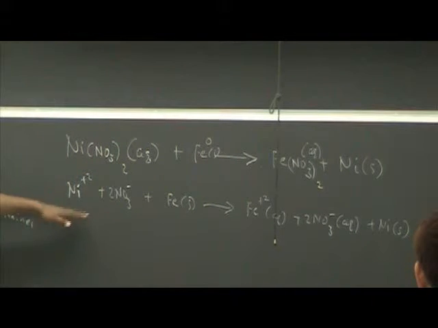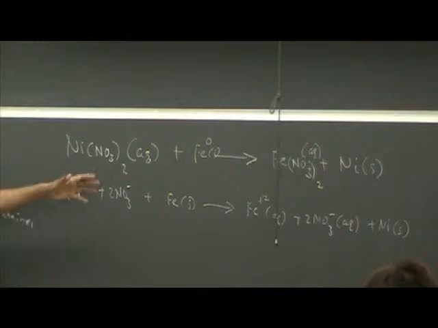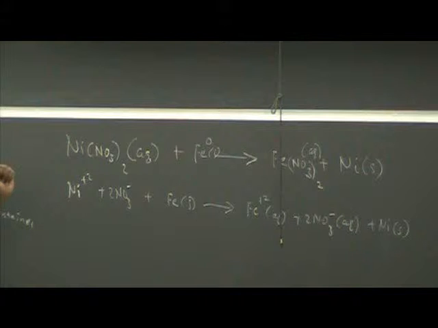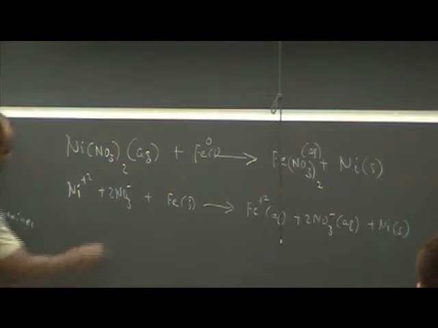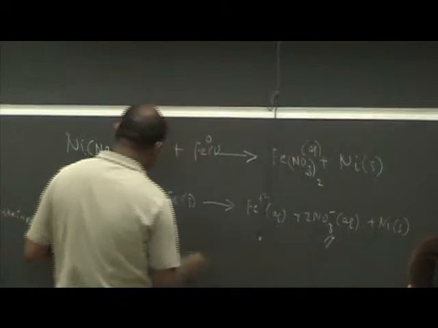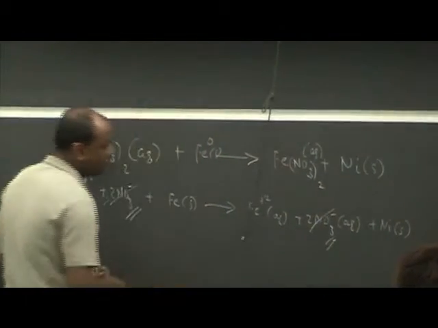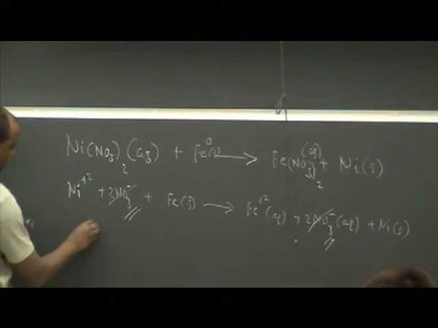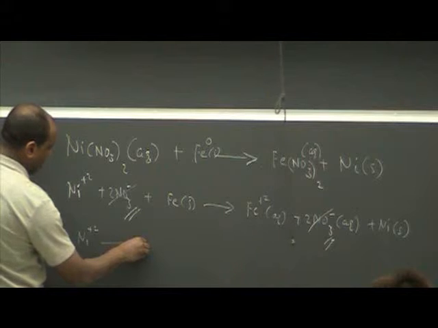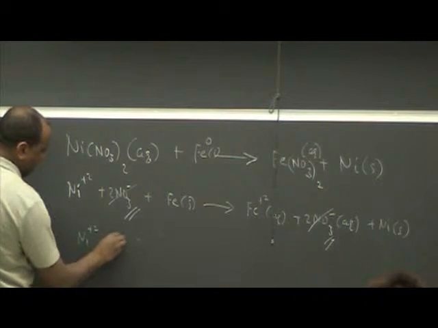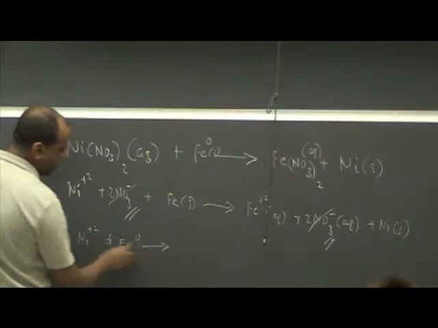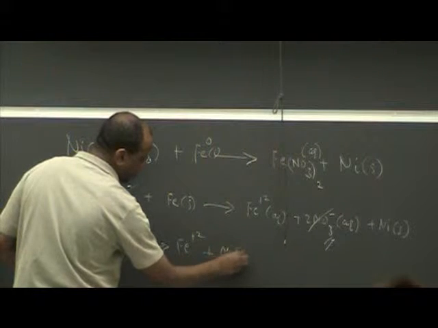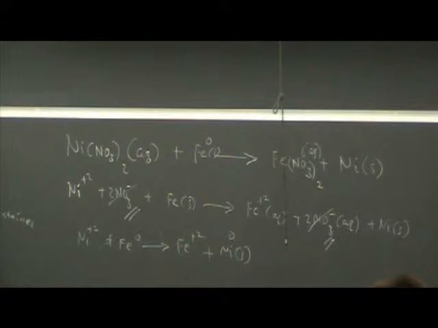So if you want to get a net ionic equation, what do you have to remove? Spectator ions. What are the spectator ions? Nitrate here, right? So they'll be eliminated. Do we have any other spectator ions? I don't know. Okay, so we have nickel plus 2 plus Fe on the left-hand side. We have Fe plus 2 and nickel, right? So this is 0.